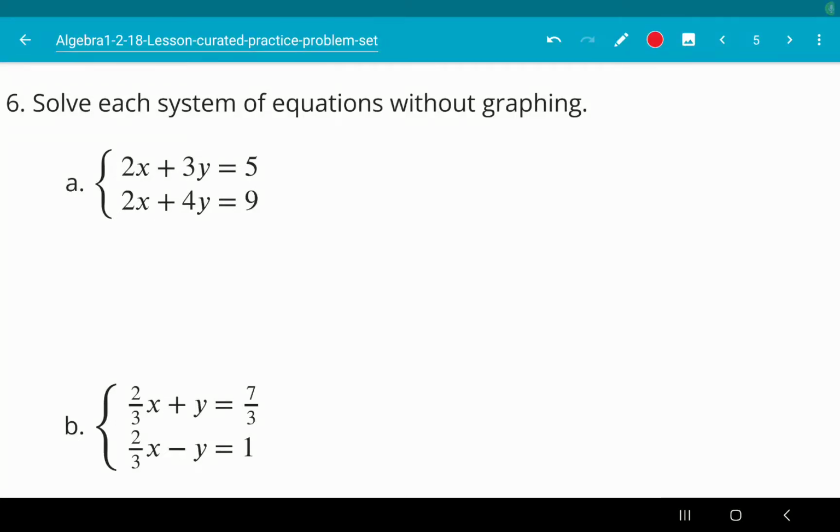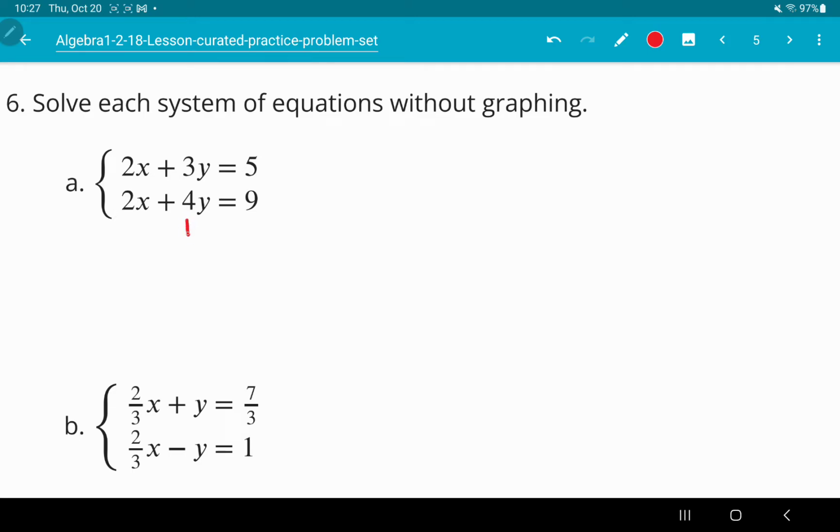Solve each system of equations without graphing. Okay, so I'm looking at this first system, and since I can't use graphing, that means I can either use the elimination method or the substitution method. And if I look, I see that I have the same coefficient, but I also have the same sign, so that means I can subtract the two equations.